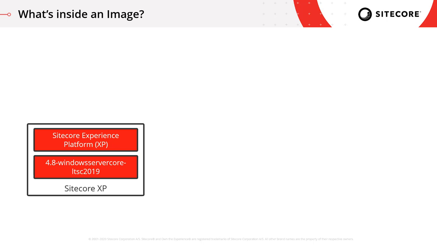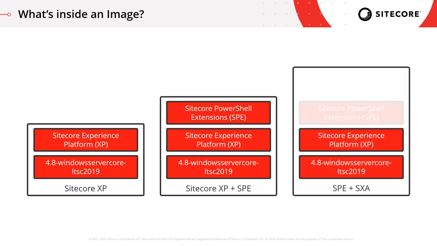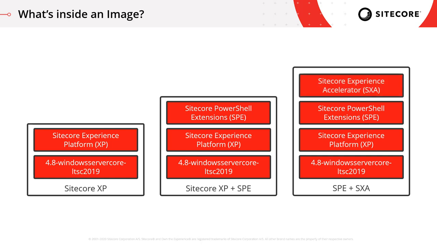We can then use this XP image to build on top of again. Let's say we want a Sitecore image which contains PowerShell extensions as well. We would have the same Windows Server Core base and XP layers we created before, but then we'd add another layer to install Sitecore PowerShell extensions. The same happens when you think about SXA. Again, we'd have the same three layers we created for the PowerShell extensions image, but then we create another layer on top containing all of the SXA data.